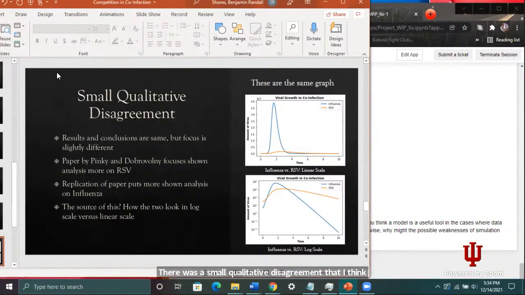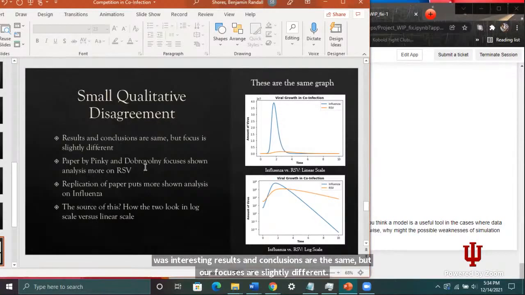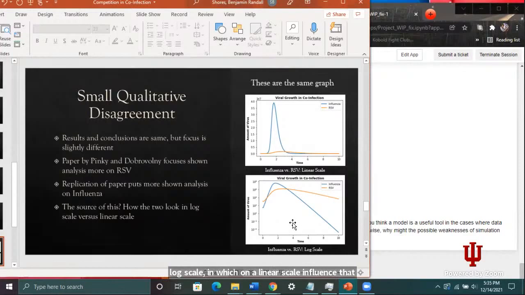Our results and conclusions are the same, but our focuses are slightly different. Pinky and Dolgrovolny focus more of their shown analysis on RSV, whereas a lot of my focused analysis goes towards influenza, sort of trouncing RSV. And the source of this qualitative disagreement is the aforementioned difficulty with the log scale, in which on a linear scale, influenza appears to vastly outcompete RSV, but on a log scale, RSV appears to almost take no hit from influenza.